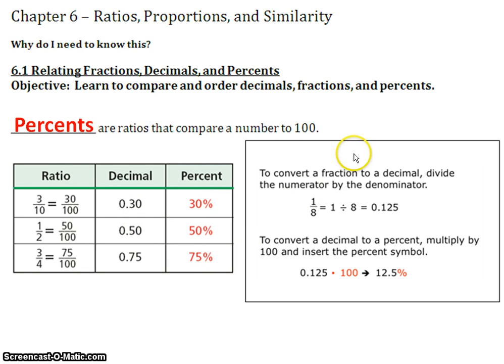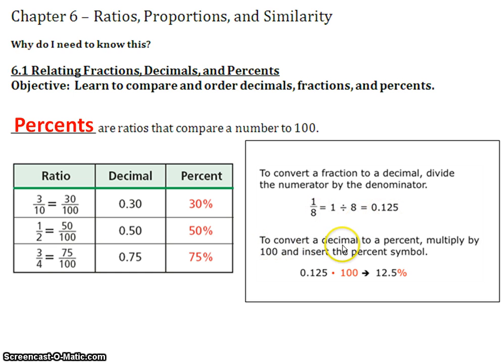Percents are ratios that compare a number to 100. If we look at this box on the right, to convert a fraction to a decimal, divide the numerator by the denominator. Our example is 1/8. Remember that this fraction bar really means division. So we take the numerator, which is 1, divide it by 8, and we come up with the decimal 0.125. That's to convert a fraction to a decimal.